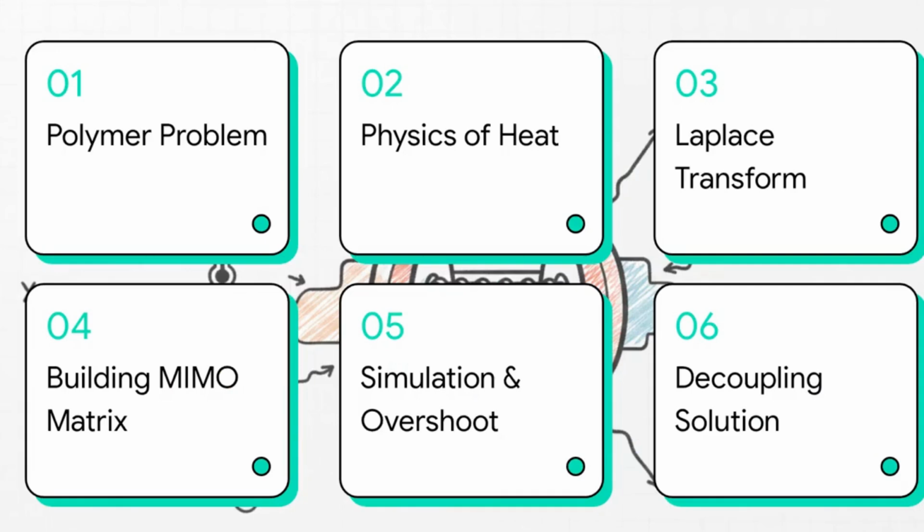Let's take a quick look at our step-by-step engineering syllabus. We'll start with the polymer extrusion problem, move into the physics of heat conduction, explore the Laplace-Domain transformation, then build the MIMO matrix, look at the MATLAB simulation and overshoot, and finally wrap up with the MIMO decoupling solution.